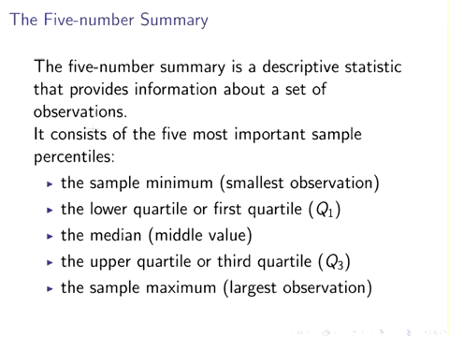So the first thing we're going to look at again is the 5-number summary, which is a descriptive statistic that provides information about a set of observations. It consists of the 5 most important sample percentiles: the sample minimum, the lower quartile or first quartile, known as Q1, the median, the upper quartile or third quartile, Q3, and also the maximum.